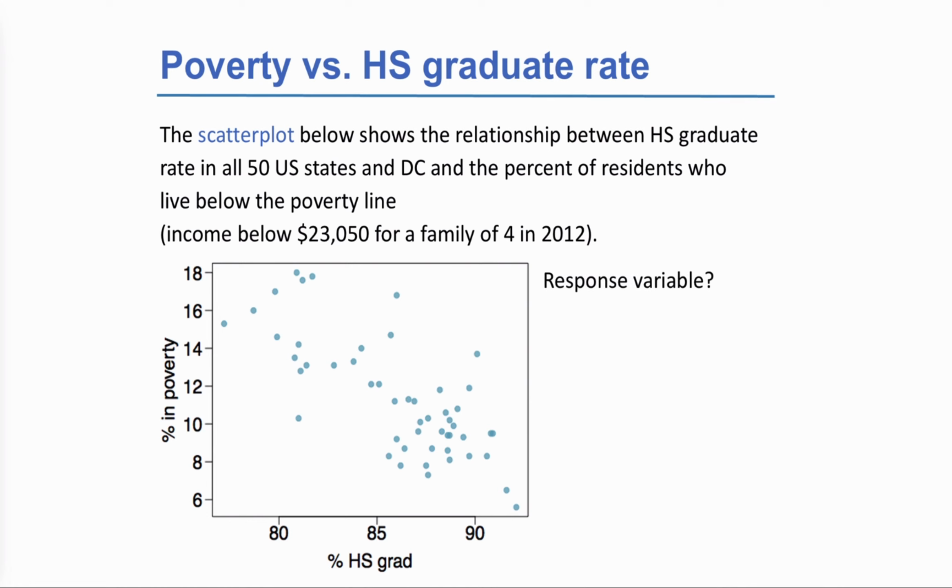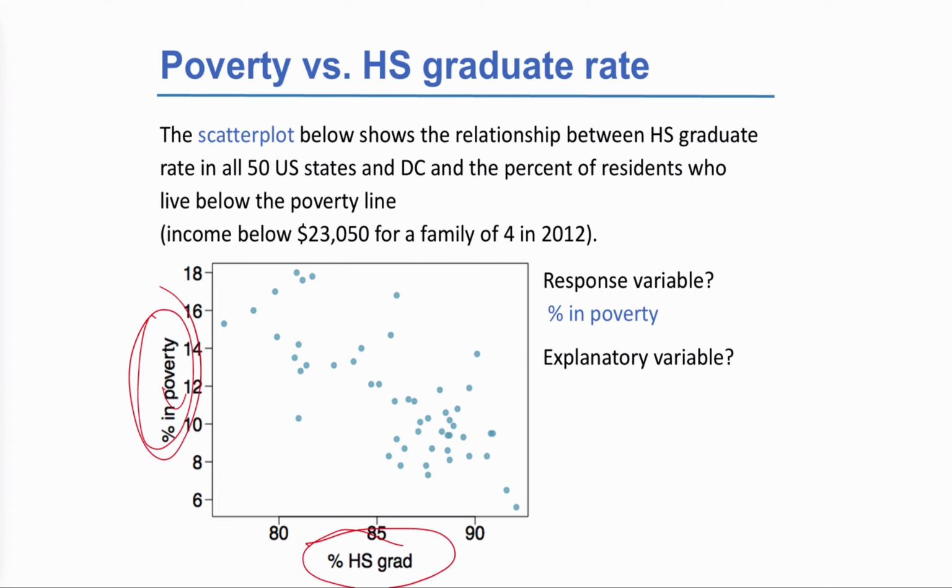What is the response variable? Remember, the response variable is the variable that we are predicting. So that's going to be the y variable, that's the percent in poverty. The explanatory variable is the variable that we are using to make our prediction. That's the x, that's the percent high school graduation rate.